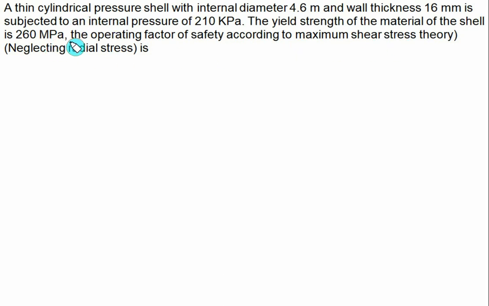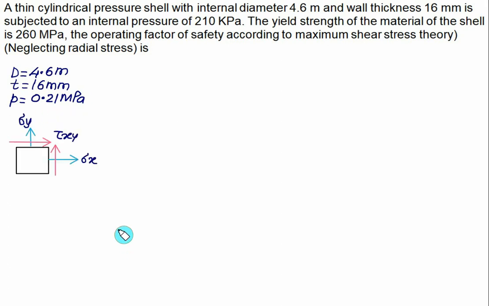We have given the thin cylinder, so we can calculate here the hoop stress and the longitudinal stress. Hoop stress will act along the x direction and the longitudinal stress will act along the y direction. There is no shear stress in this case. The diameter of the cylindrical shell is 4.6 meter, thickness is 16 mm, and we have pressure equal to 210 divided by 1000, which is 0.21 megapascal.